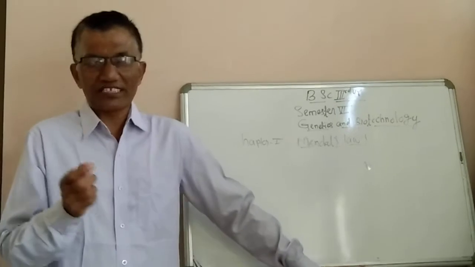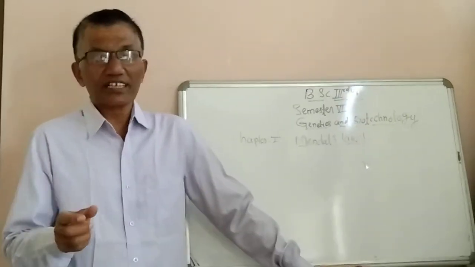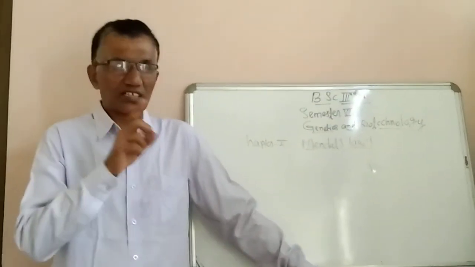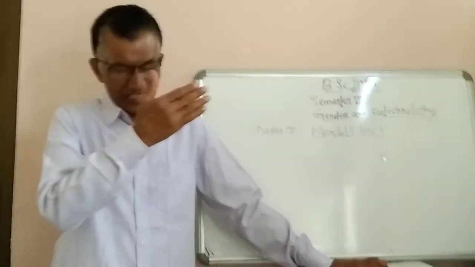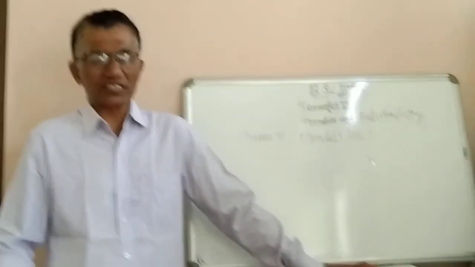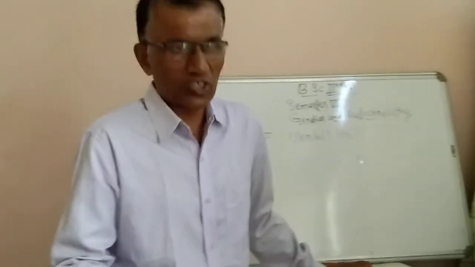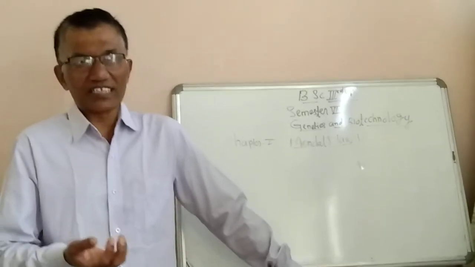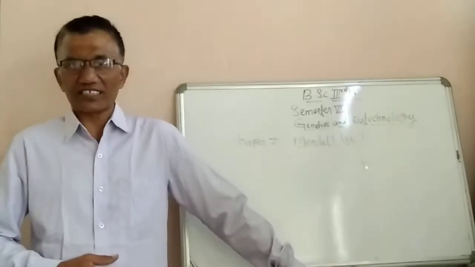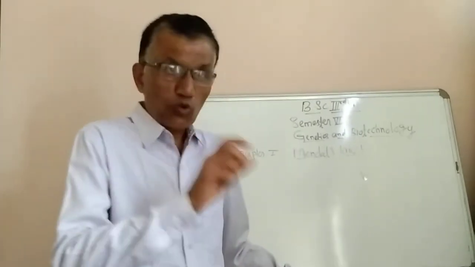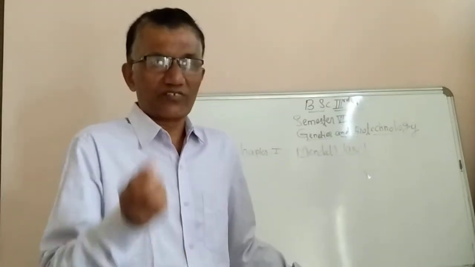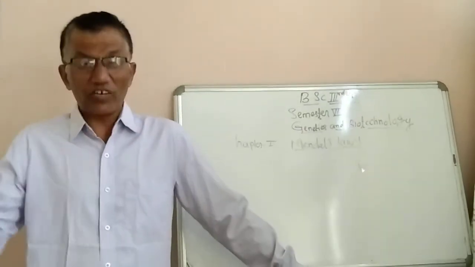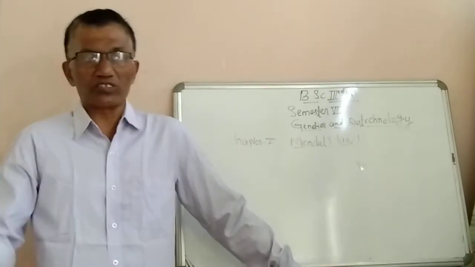In the pea plant, Pisum sativum, he took 7 pairs of contrasting characters, that is dominant and recessive. Which is the dominant character and which is the recessive one? For example, tall is a dominant character, dwarf is a recessive character, white is a recessive character, pink is a dominant character. Again, round seed shape is dominant and wrinkled seed shape is recessive. Likewise, he considered 7 pairs of contrasting characters.